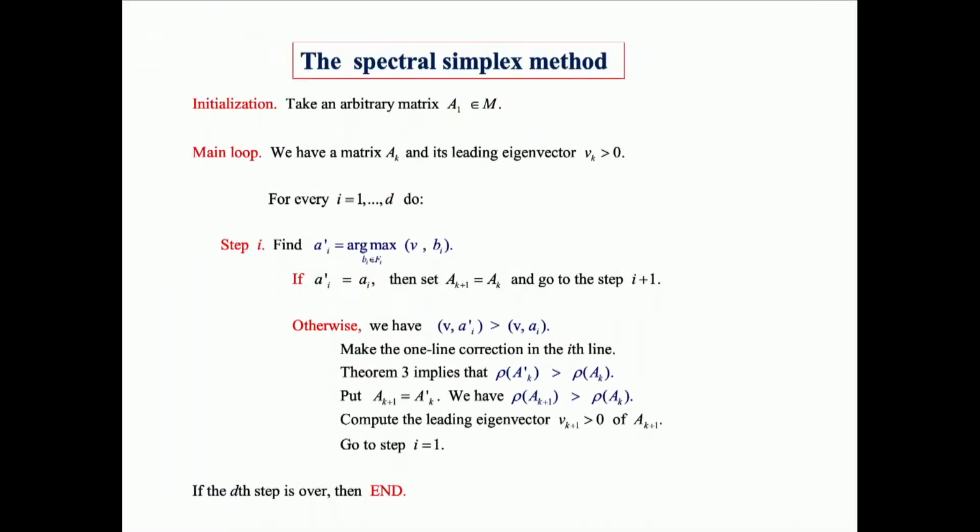This is just the algorithm. This is a program. It's very simple. And for strictly positive matrices, the spectral simplex method is well defined, the relaxation, and it always converges within finite time, provided every uncertainty set is a polyhedron.